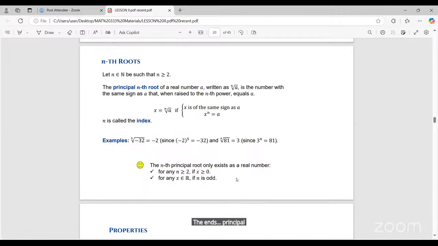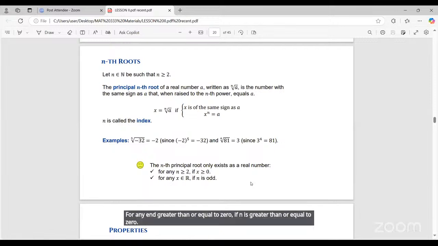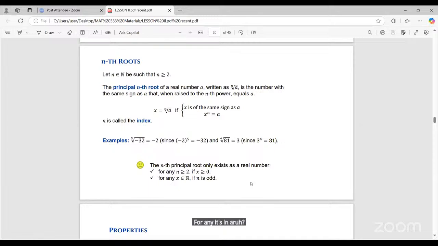the nth principal root only exists as a real number for any n greater than or equal to 0 if x is greater than or equal to 0, and for any x in the real numbers if n is odd. So it can only exist for numbers greater than or equal to 0, and also if n is odd.